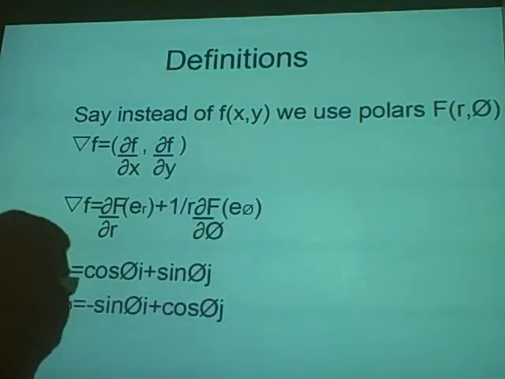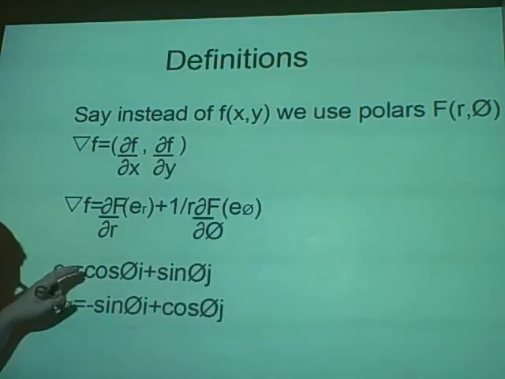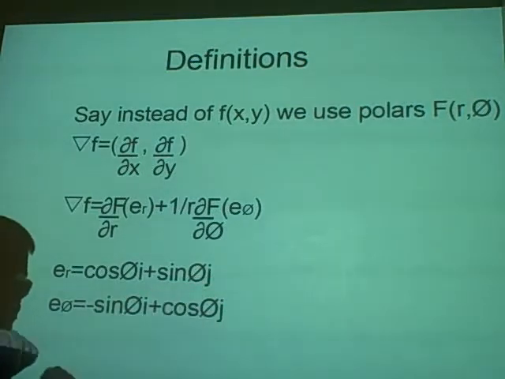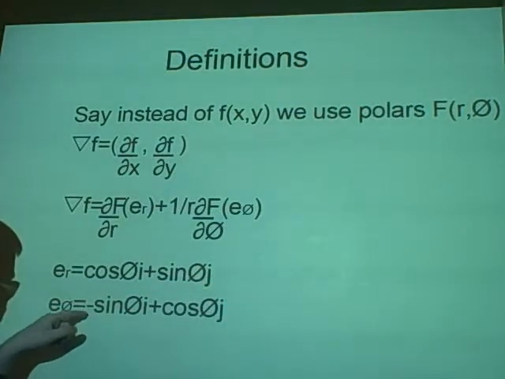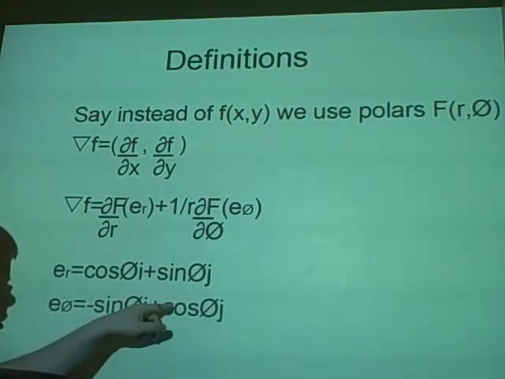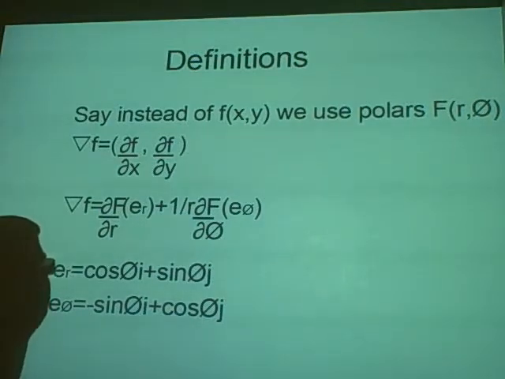times e theta. Now er and e theta in these places are cosine theta i plus sine theta j, and e theta is just the derivative of that, so minus sine theta i plus cosine theta j. You can remember it as computer science. I can't think of many methods to remember it, but never mind.